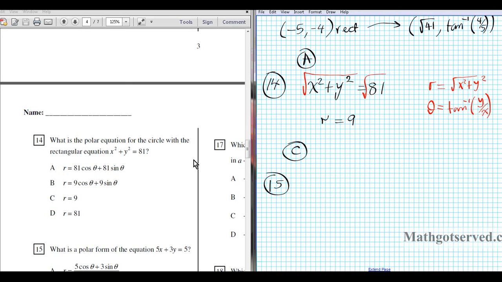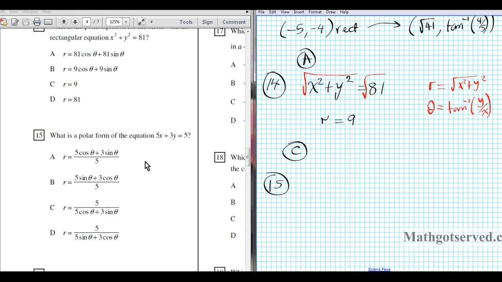All right, let's move on to 15. It says, what is the polar form of the equation 5x plus 3y equals 5? 5x plus 3y equals 5. All right, so for this one, we're changing this to polar also. So we know that x, let's write that in red, we know that x is equal to r cosine theta, and y is equal to r sine theta.